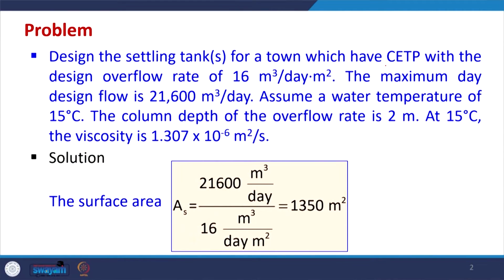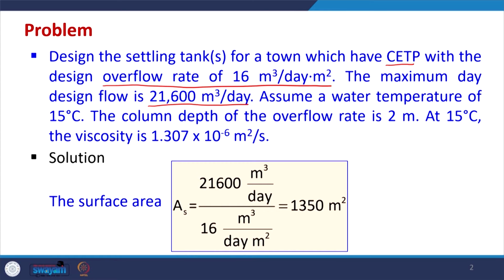Here the problem is that we have to design settling tanks for a town which has a common effluent treatment plant, CETP, with a design overflow rate of 16 meter cube per day per meter square. So, the data is known to us that this is the overflow rate that we have to use. Now, the maximum design flow possible as per the data available for that CETP is 21,600 meter cube per day.